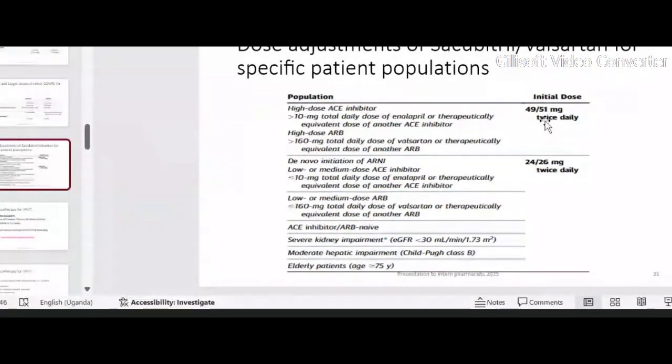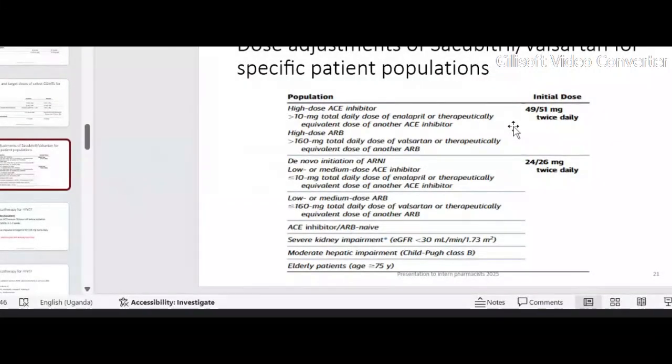And if they have been on an ARB like valsartan already, about 160 milligrams every day, we still can switch them to Sarcoplas, this combination. So if they've been on 160 milligrams of valsartan already, then you start from 100. This is 49 plus 51. That's 100 twice daily. So you need to know this equivalence because these are actual problems in the real world.